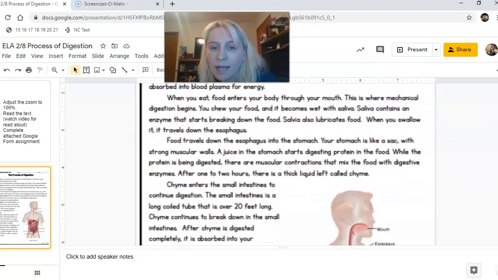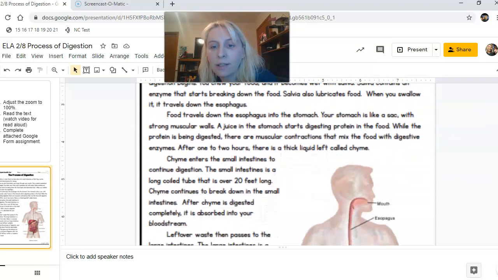Food travels down the esophagus into the stomach. Your stomach is like a sac with strong muscular walls. A juice in the stomach starts digesting protein in the food. While the protein is being digested, there are muscular contractions that mix the food with digestive enzymes. After 1 to 2 hours, there's a thick liquid left in your stomach, and that's called chyme.